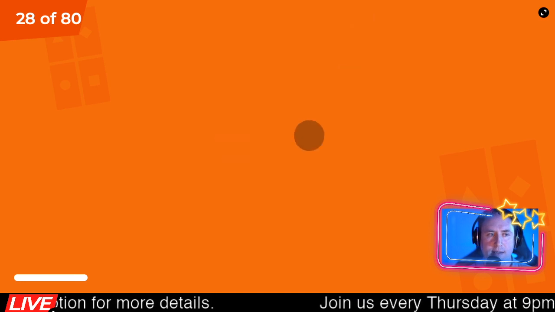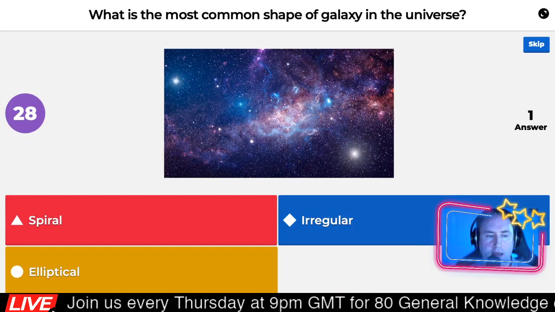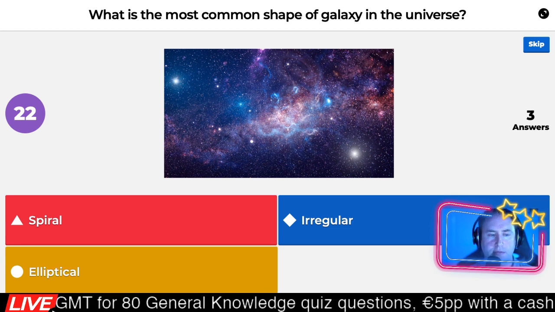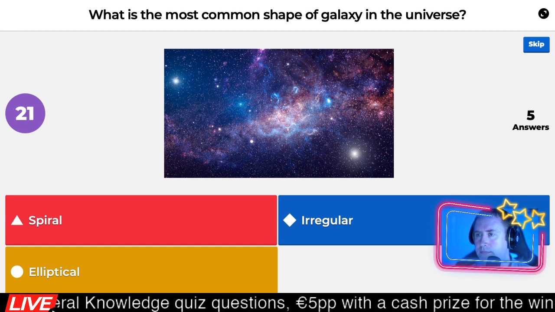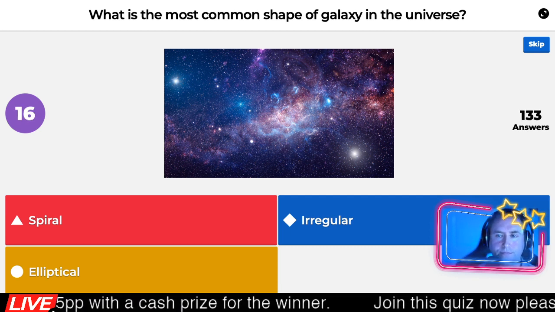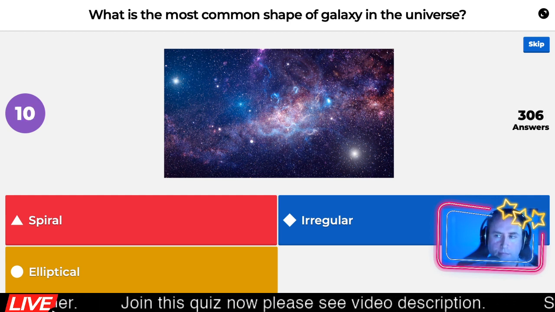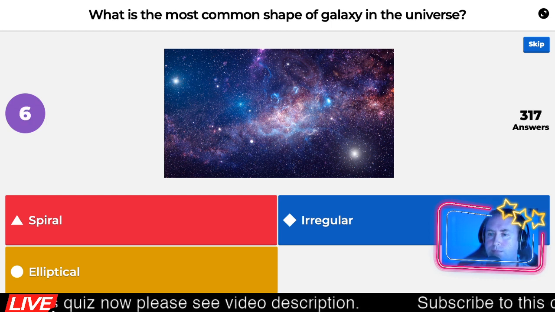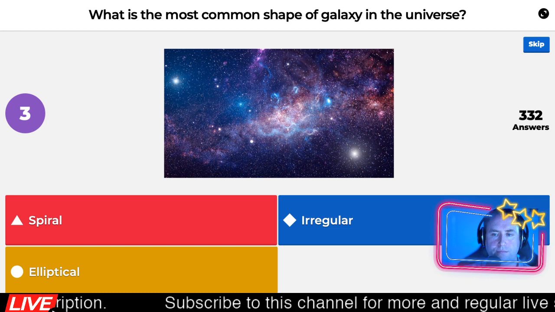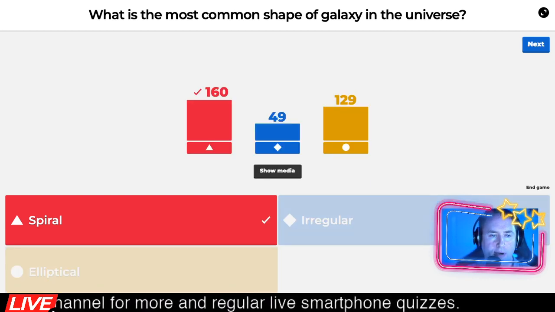Multiple choice next, question 28. What is the most common shape of galaxy in the universe? Spiral, irregular, or elliptical? Spiral is the correct answer here. Well done.